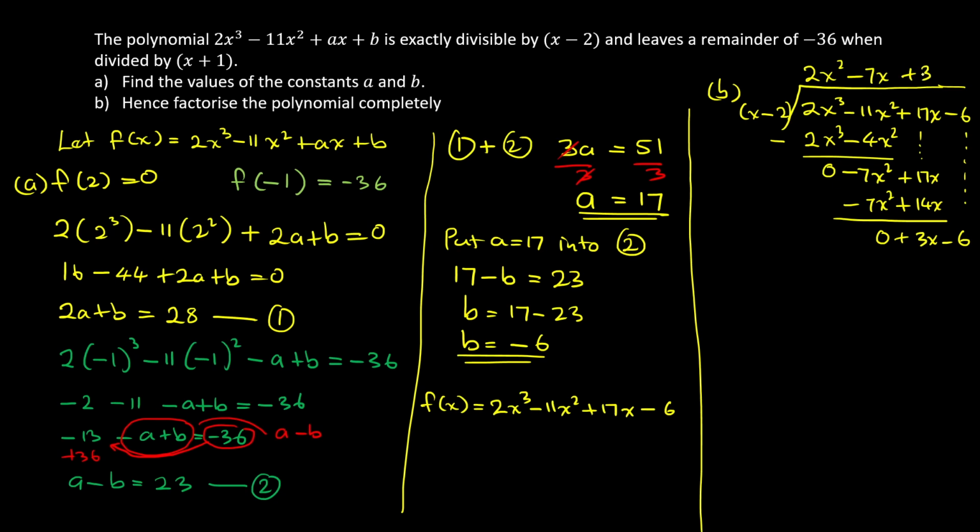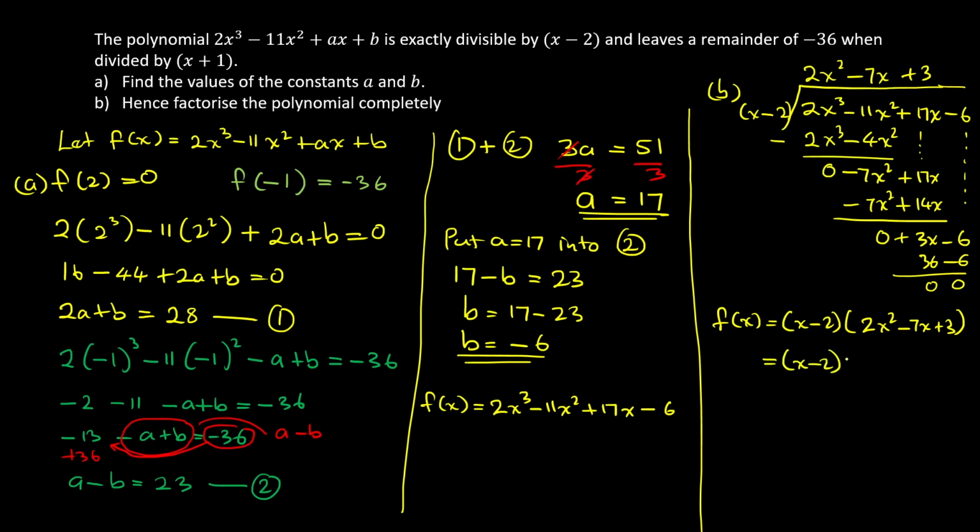Let's go and check it out. 3 times x is 3x. 3 times minus 2 is minus 6. Okay, it leaves 0 remainder. So that is true that x minus 2 is a factor of polynomial f(x). So now f(x) is a product of a linear expression and a polynomial of degree 2, 2x squared minus 7x plus 3. We can now factorize this expression here easily.